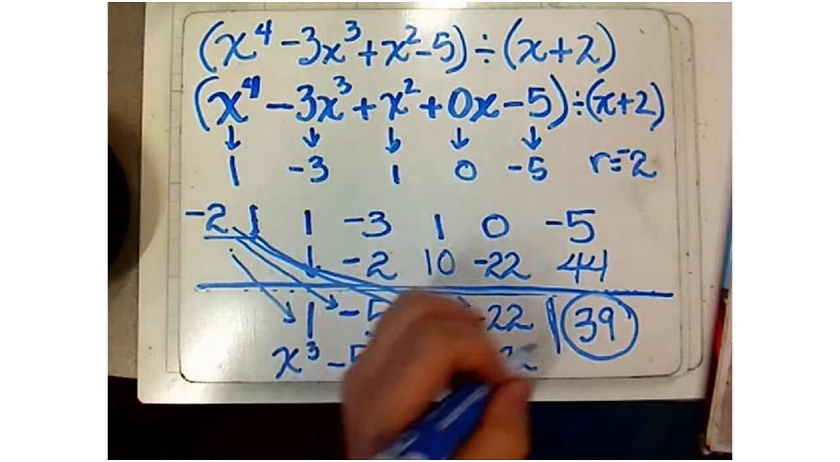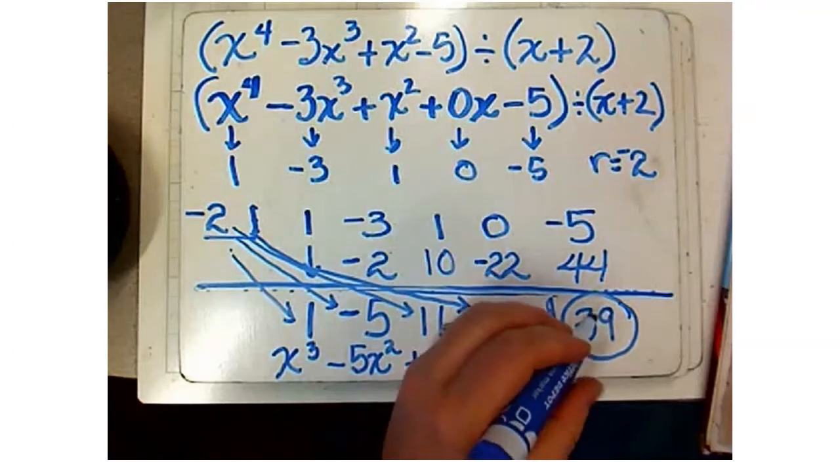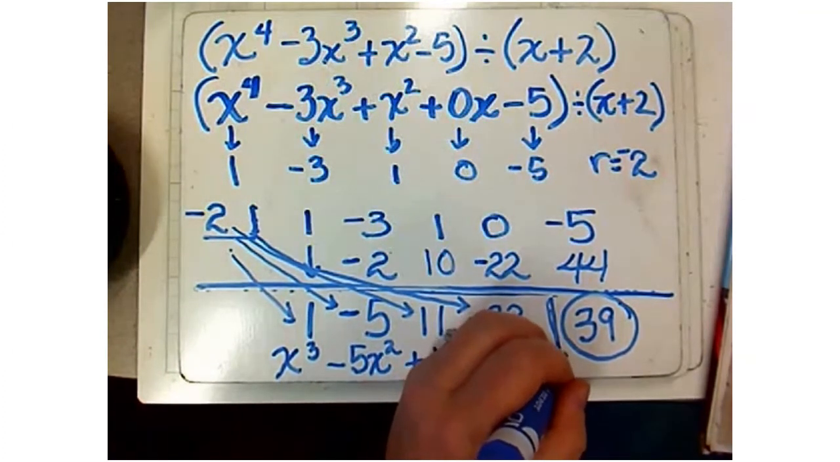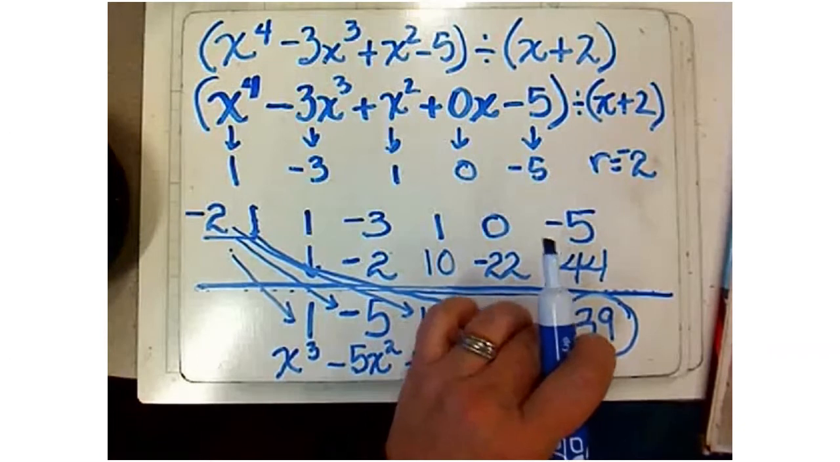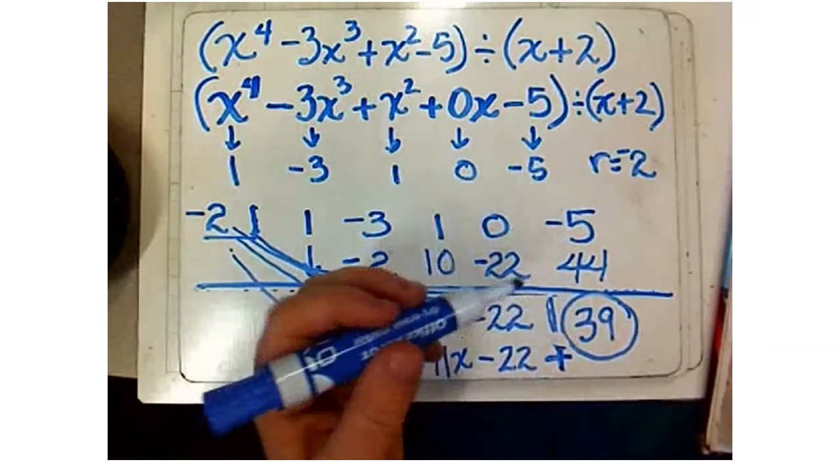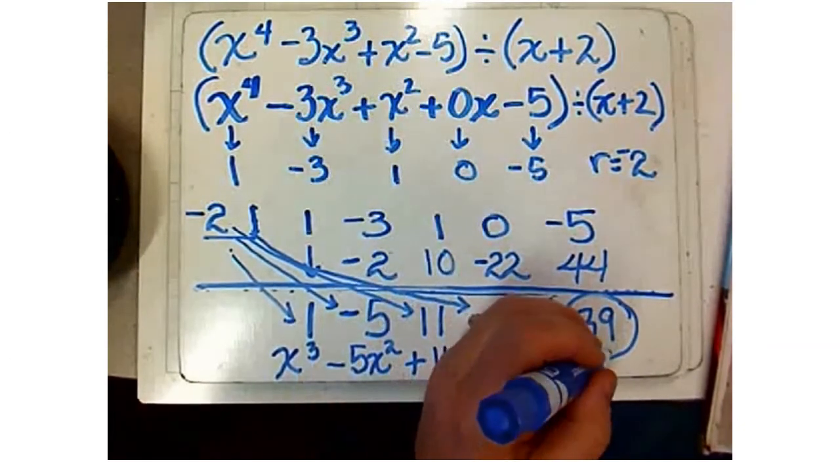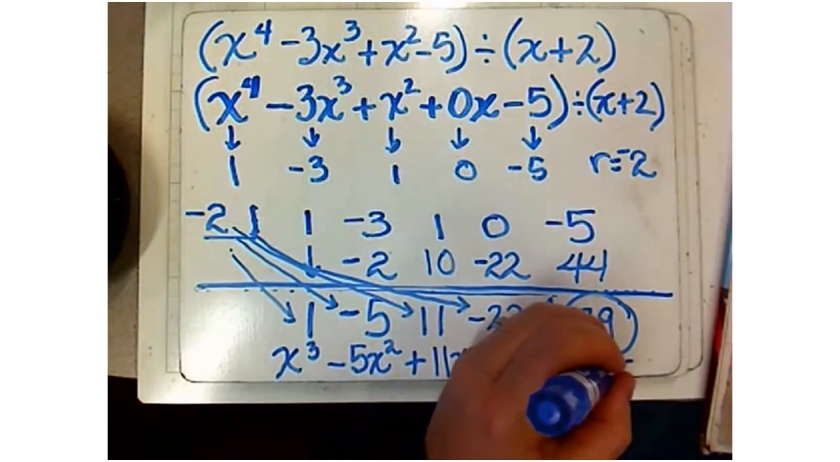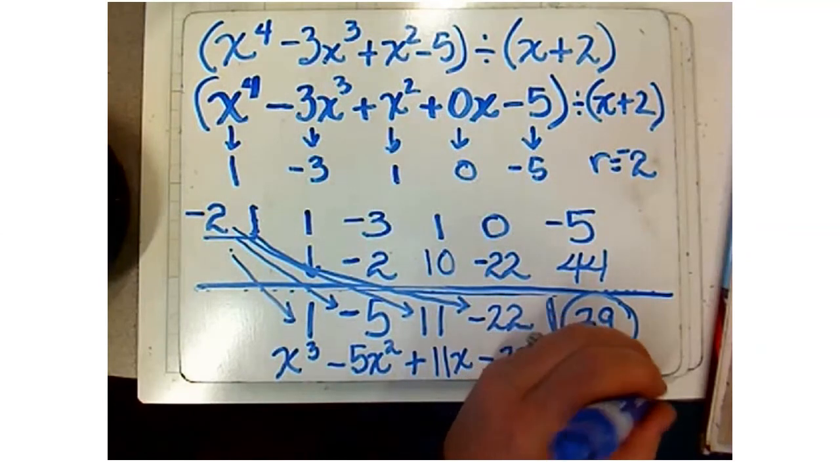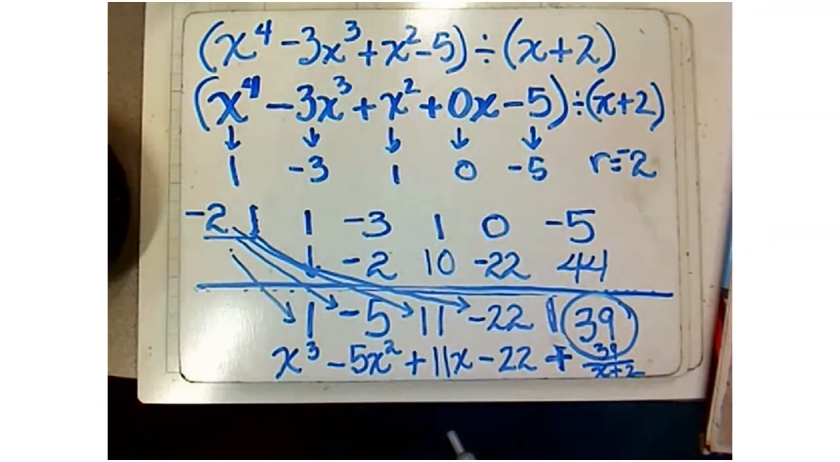And then now we have a remainder, don't we? Hold on, you're close. We're going to have plus, follow along with me, just write a plus after the minus 22, plus simple fraction open, 39 over our divisor, x plus 2, simple fraction close. Because that's our remainder, right? Like a mixed number.